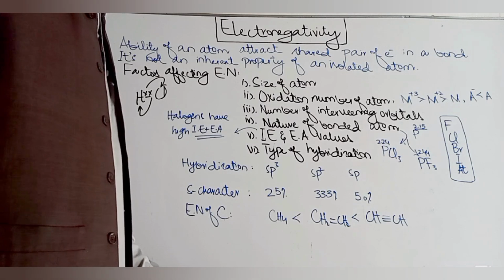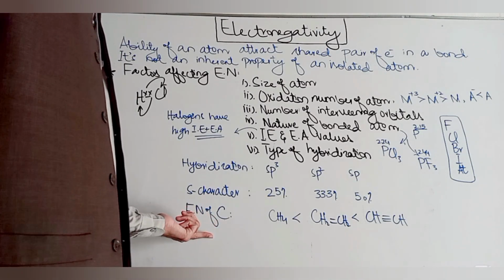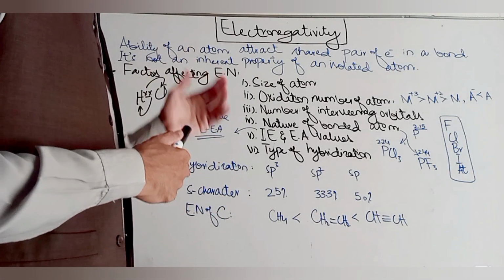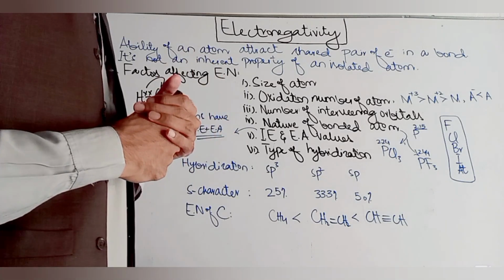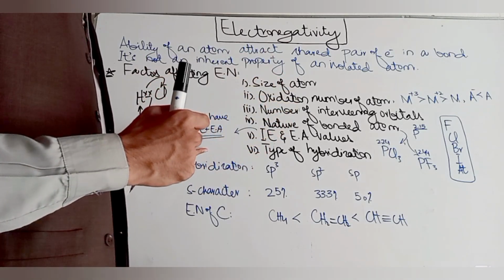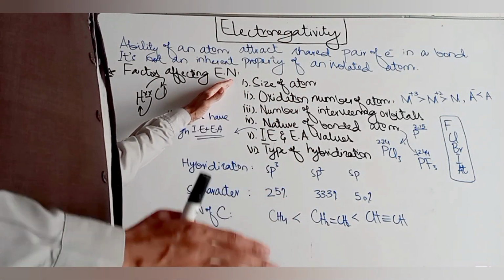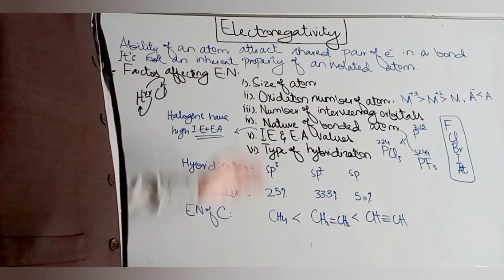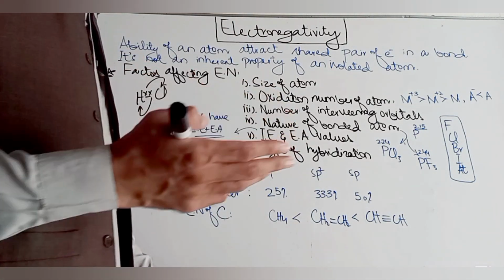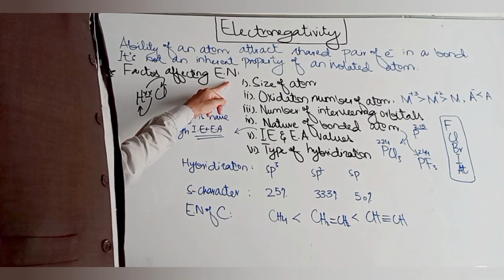Next are the factors affecting electronegativity, and they are very important as far as the electronegativity topic is concerned. First of all, the first factor that controls electronegativity is the size of the atom. The greater the size of the atom, the lesser the value of Z effective. So the size is connected with the Z effective value, and Z effective has a direct influence on electronegativity. Greater the Z effective, greater the electronegativity. So smaller atoms have greater Z effective and smaller atoms have greater electronegativity.